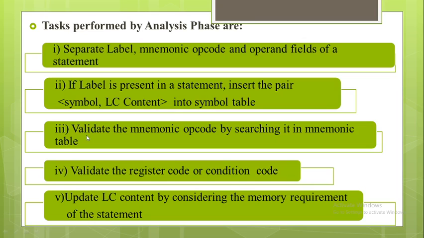After that, it validates the mnemonic opcode by searching it in the mnemonic table. At the same time, it has to validate the register code or the condition code. As we know, the register code numeric values are 1 to 4 and condition code values vary from 1 to 6. And the last task performed by the analysis phase is to update the LC content by considering the memory requirement of the statement.